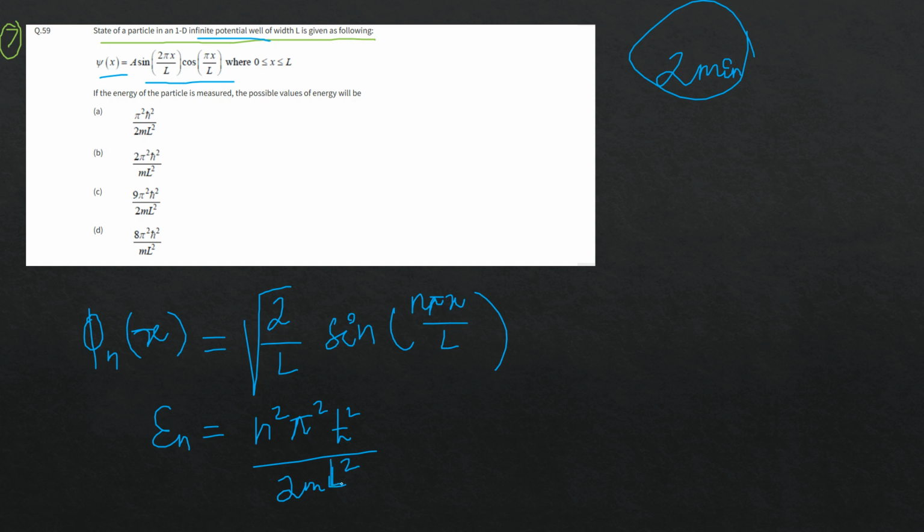So the question is, if the energy of the particle is measured, the possible values of the energy will be. This was a GATE question, and it was an MSQ. In GATE, MSQ questions come for 2 marks. So there will be 2 or 3, more than one answer. So how to do it? We will first try to write the given wave function in this form.